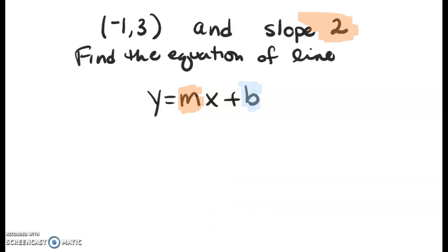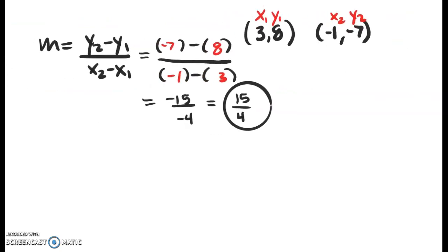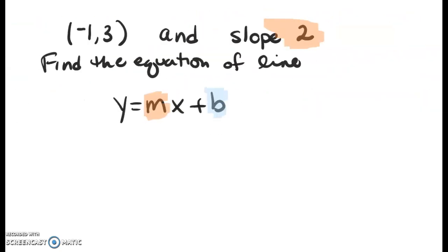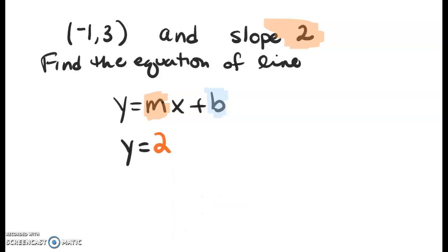Potentially, the slope won't be given to me, and I'd be given 2 points. Like, for example, here I had 2 points, and I can find the slope. So if you're given 2 points, you just find the m. But here, they give me the slope, so I'm going to plug it in. And I'm going to say, all right, the slope is 2. It's given to me right here. And so that's going to go in place of m.